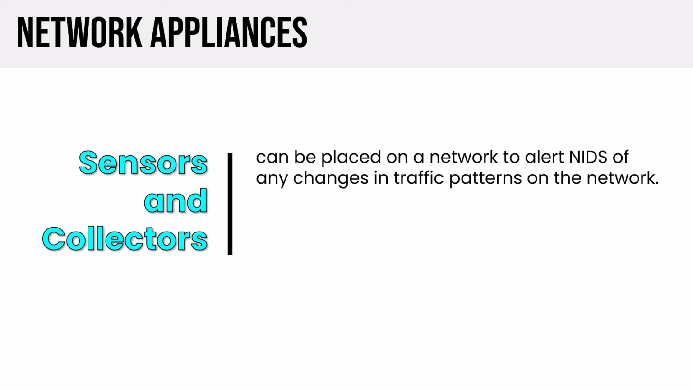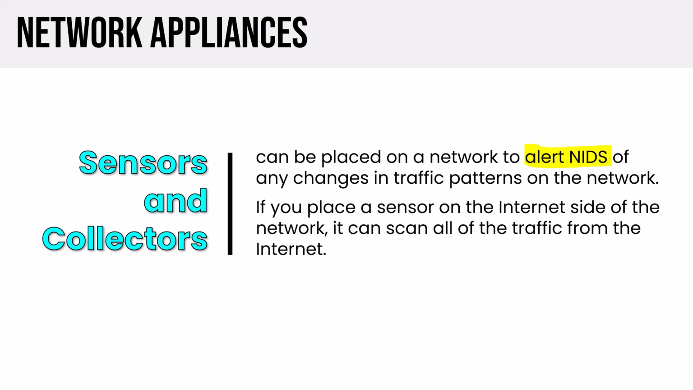You can place a sensor on the network to alert the IDS of any changes in traffic patterns on the network. And if you place a sensor on the internet side of the network, it can potentially scan all of the traffic from the internet.